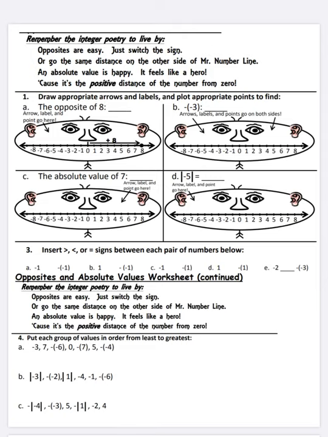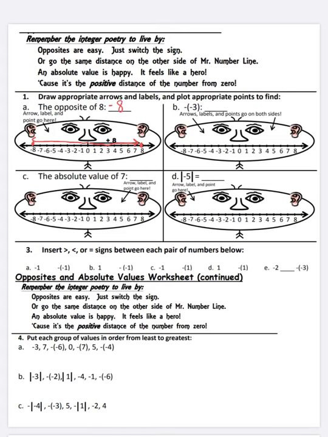So if we're going to look at the opposite of 8, 8 is going to be located over on the right-hand side of 0 at positive 8, moving positive 8 to the right. So to find the opposite of that, we want to move that same distance of 8, but to the left, which will put us at negative 8. You just switch the sign.